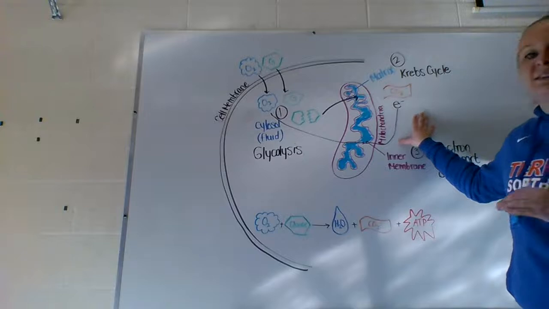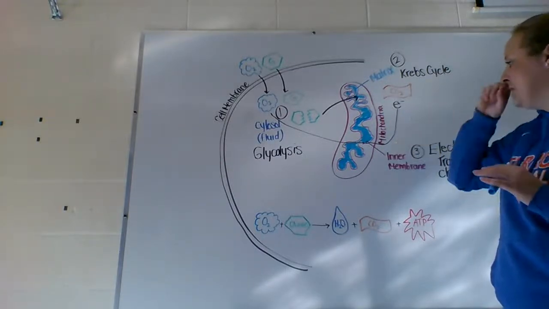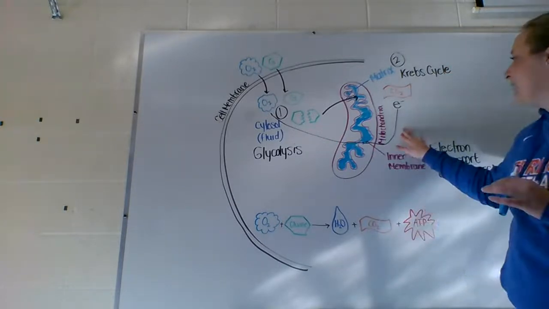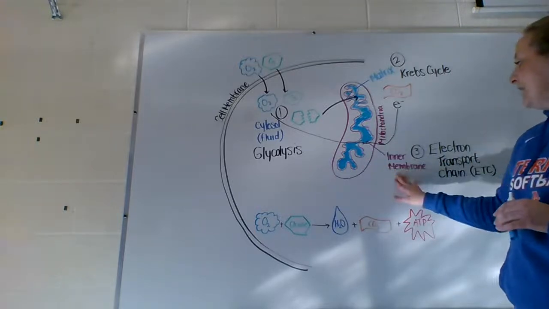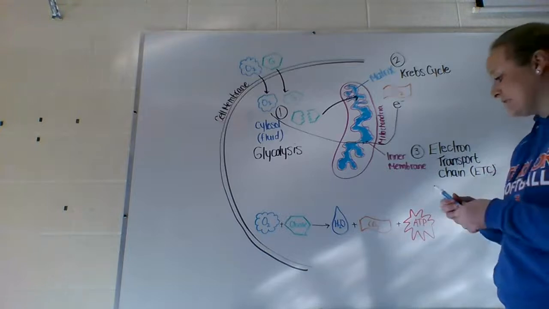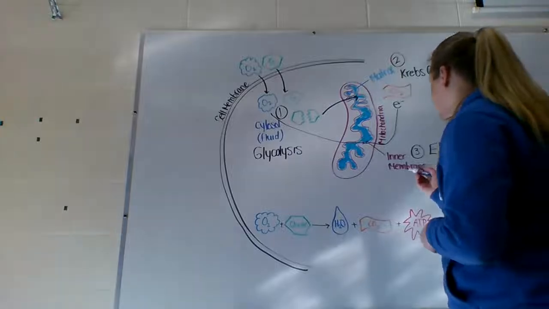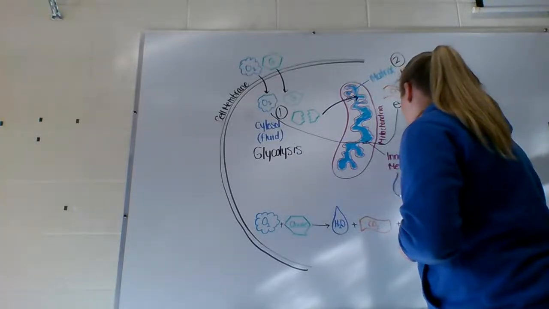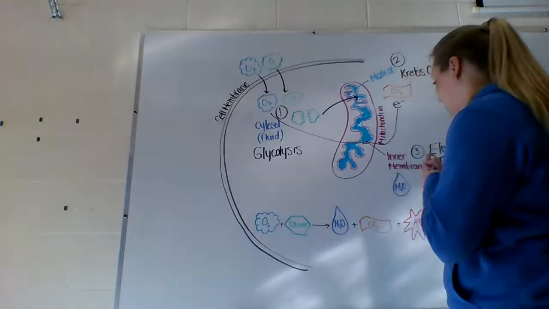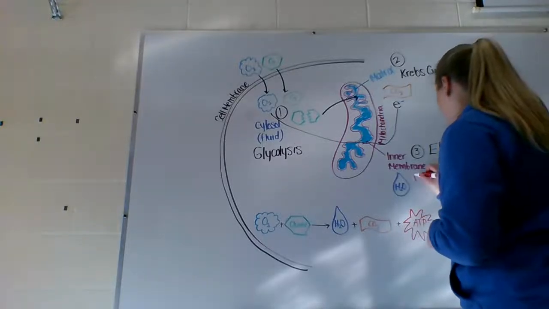What happens here is a super complex process that we don't need to go into much detail about. All I need you to know is that when oxygen and the electrons come into contact with the inner membrane, all of these chemical reactions happen and they produce two things: water and ATP.